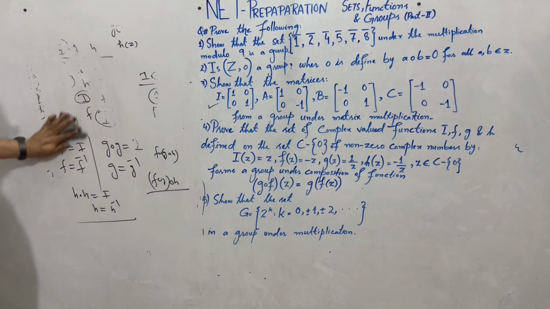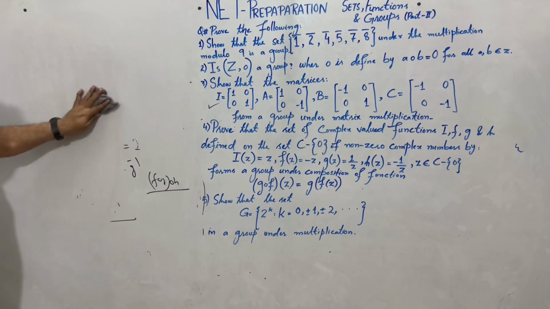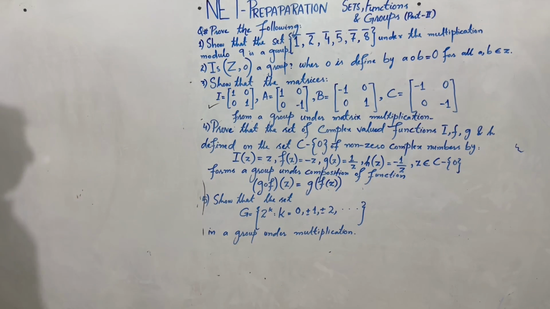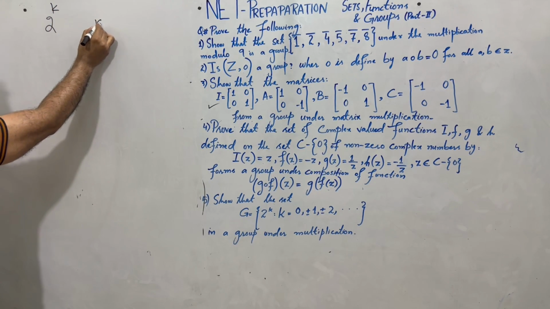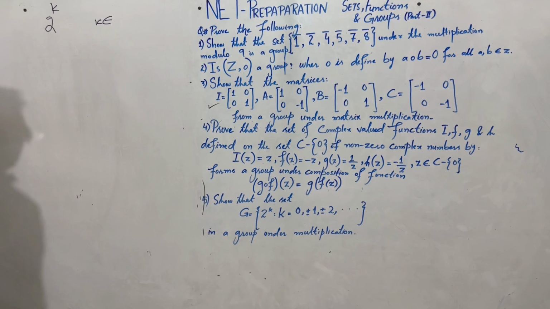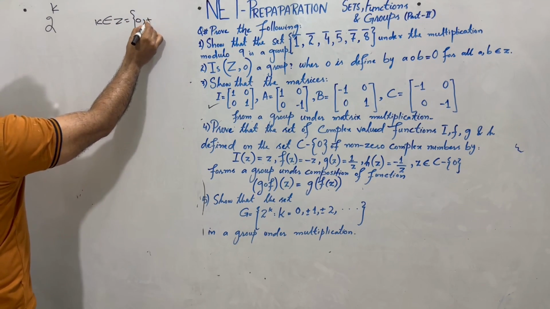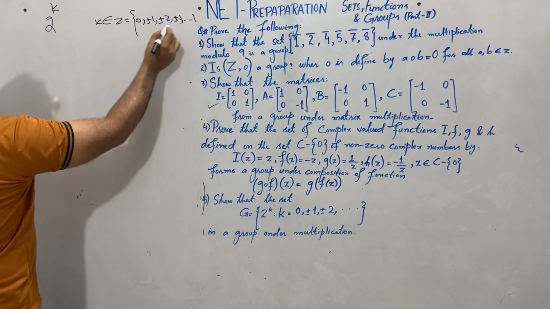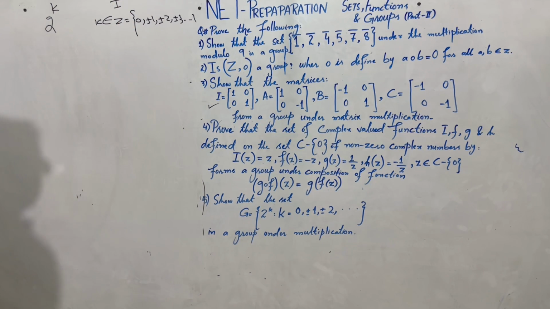Moving towards the fifth question, and the second I have missed on purpose because it's a tiny question to be dealt with later. Now show that the set G, 2 raised k where k belongs to integers, Z stands for the set of integers, otherwise denoted by I, is a group under multiplication.